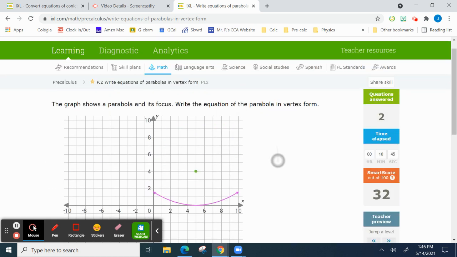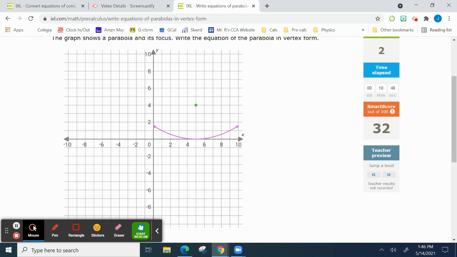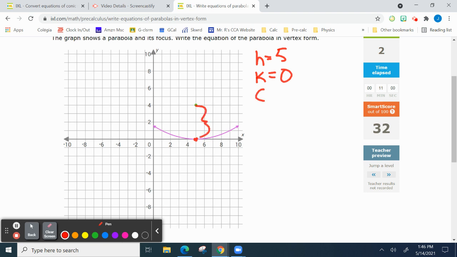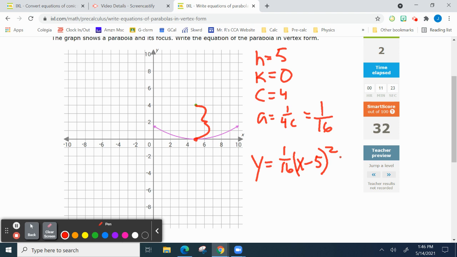Okay, so what's this? This graph shows us, write the equation. All right, so here we go. That's the vertex, right? So h equals 5 and k equals 0, and c equals what? C equals 4. So a equals 1 over 4c, which equals 1 over 16, right? And it opens up, so that's going to be y equals 1/16 times x minus 5 squared, and then there's no k because that's plus 0, right? Plus 0. So that's the answer to that one.